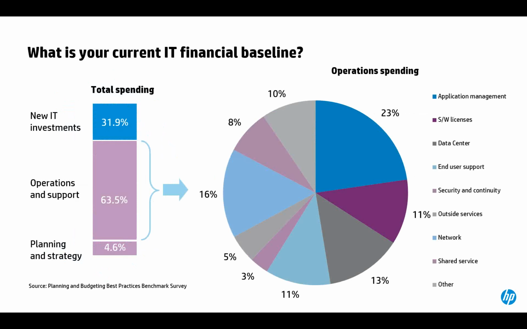So what does that look like? A lot of IT budgets could look like this. This is very basic: you're looking at your total spend. You're seeing the new IT investments where you're trying to grow and innovate. You've got your operation and support, where you're keeping the lights on. And then at the bottom, you typically have planning and strategy: where do we need to go, out in front. Over to the right, you see this operational spend broken up into a pie chart. Obviously, mileage will vary. These numbers will vary by your shop, but it gives you a big picture of the things we're thinking about as we build these financial baselines.